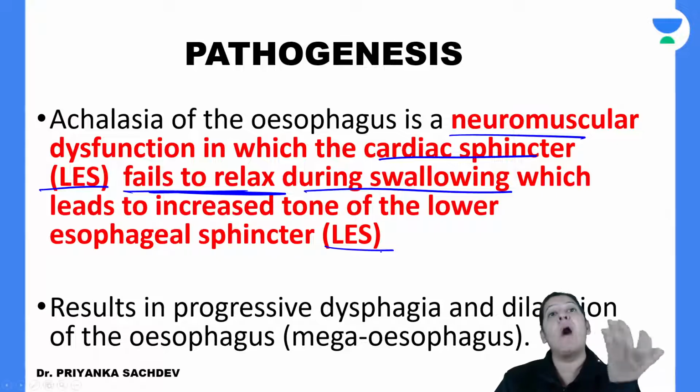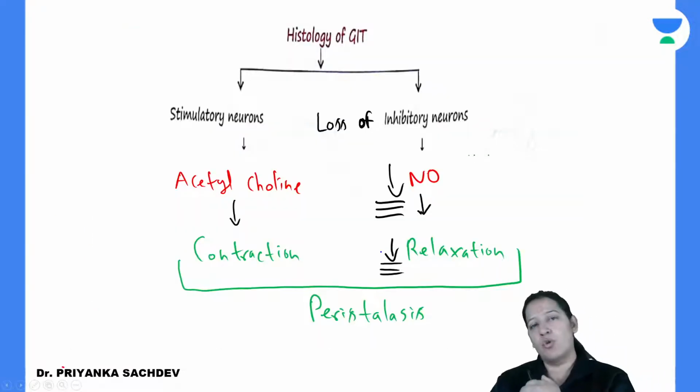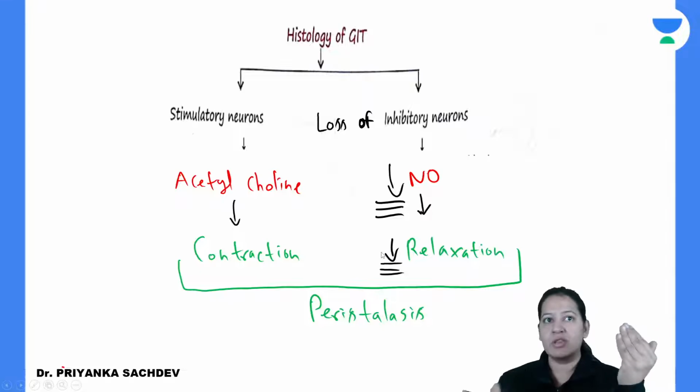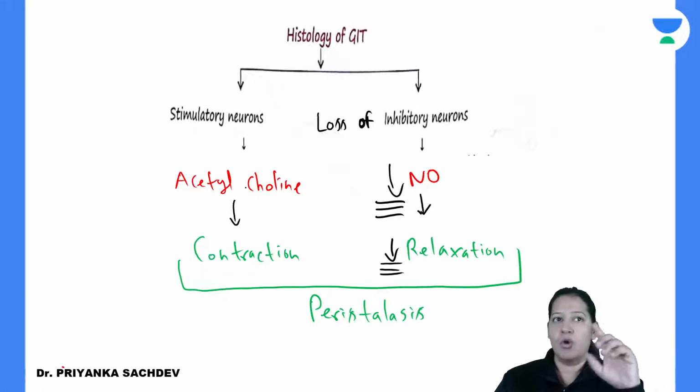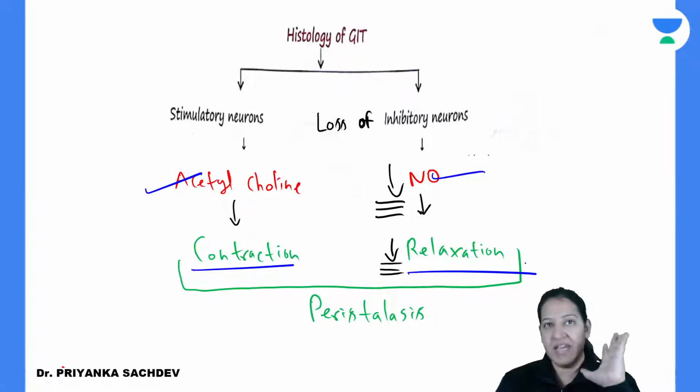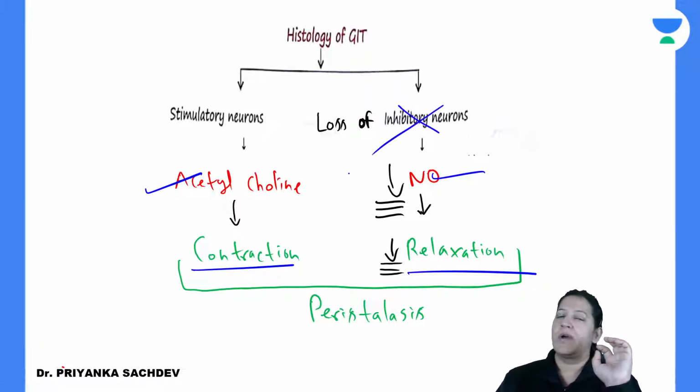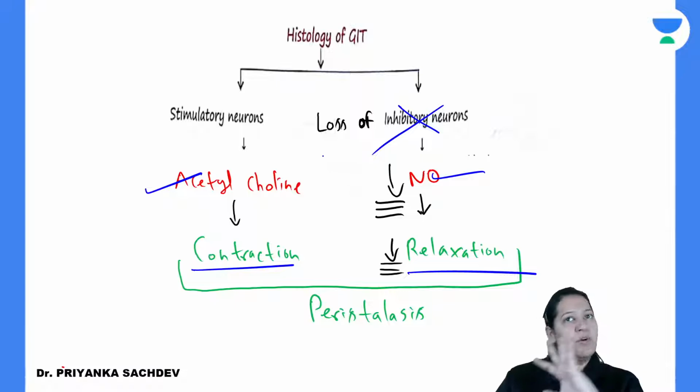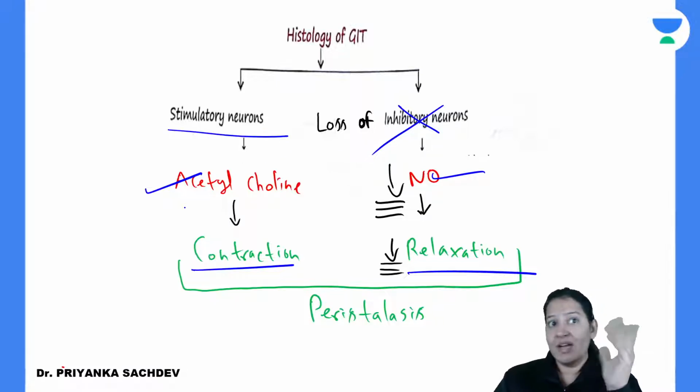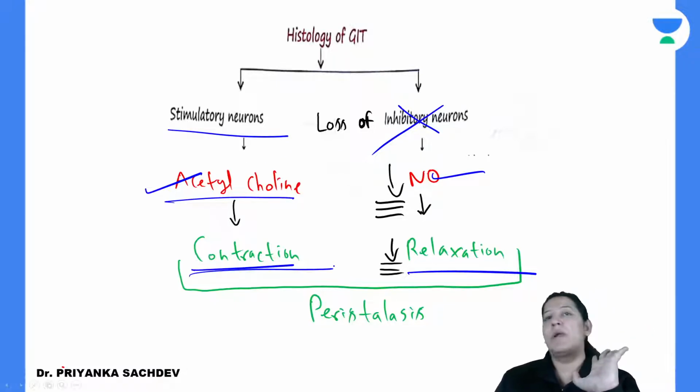Now the question is why. Why is it not opening? Normally we have both acetylcholine and NO. So acetylcholine causes the contraction and NO causes the relaxation. Here the inhibitory neurons are destroyed. In achalasia, the stimulatory neurons are normal, so they are secreting acetylcholine, so contraction is normal. But inhibitory neurons are already destroyed.